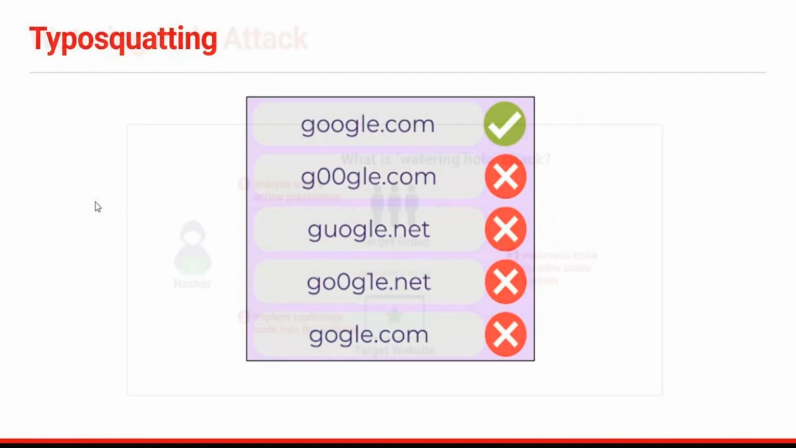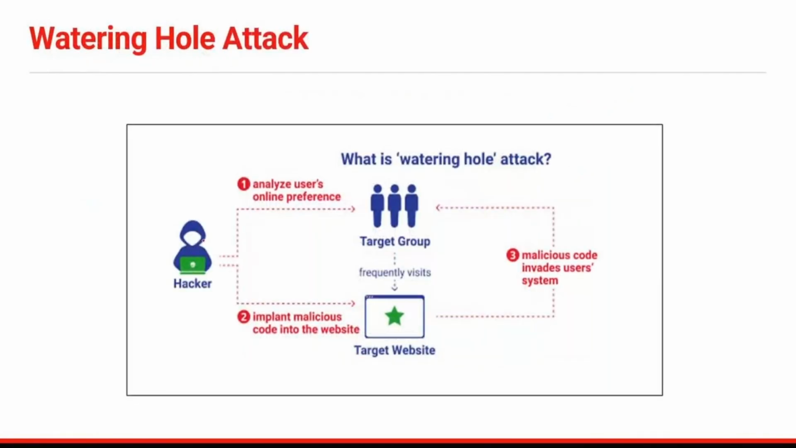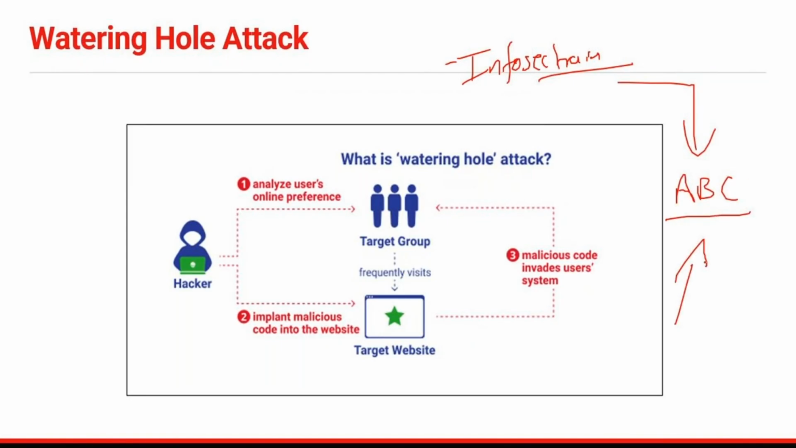Then watering hole attack. A watering hole attack is a kind of supply chain attack where you are basically attacking the target via some other organization. So let's say I want to attack InfosecTrain and InfosecTrain is taking services from a local cloud vendor, let's say ABC. I will attack the cloud vendor and through the cloud I can move towards the data of InfosecTrain. That is a watering hole attack.